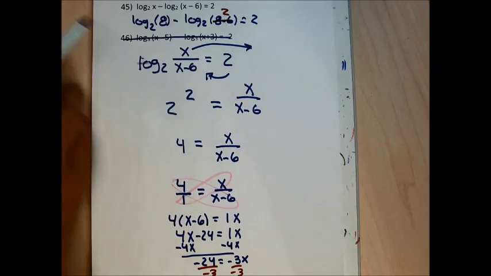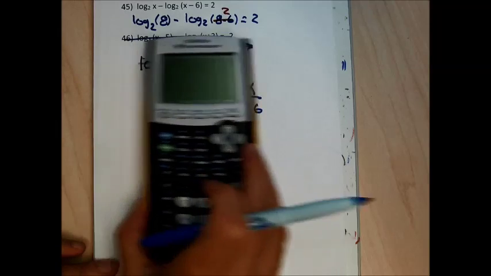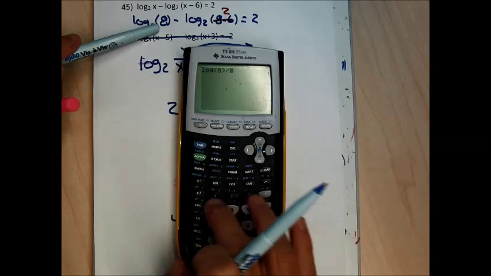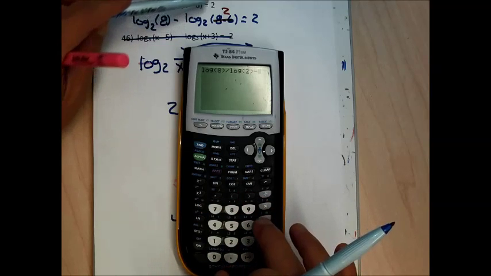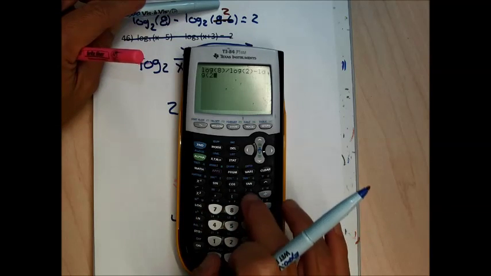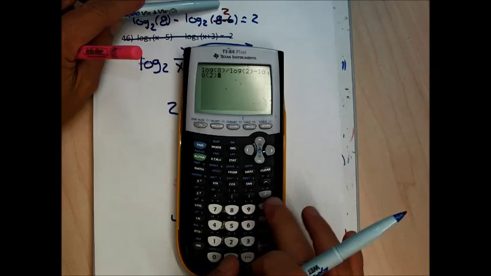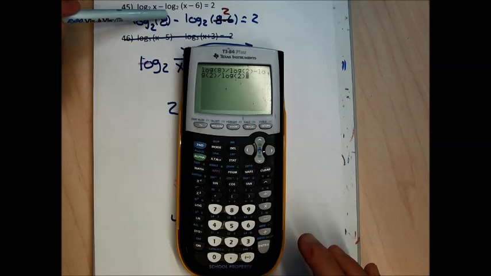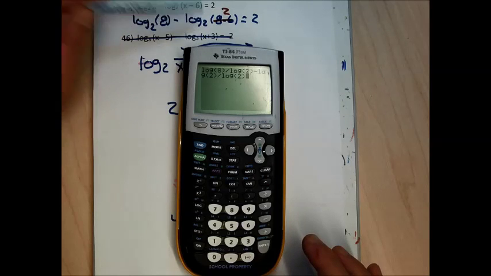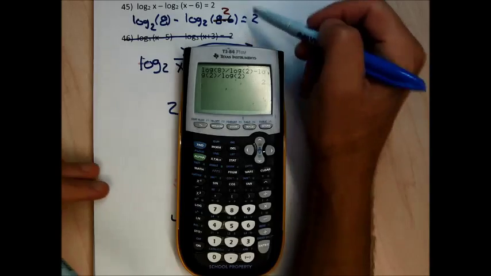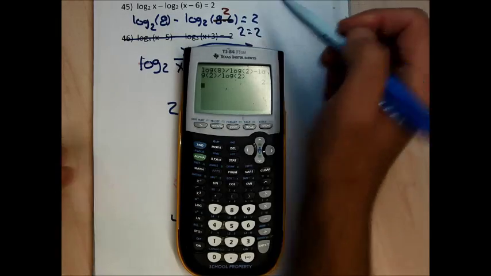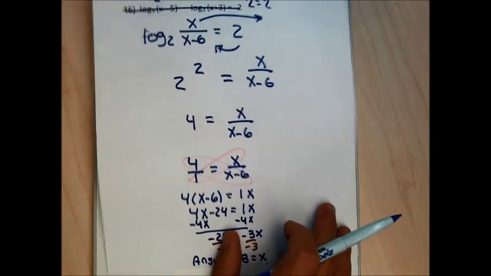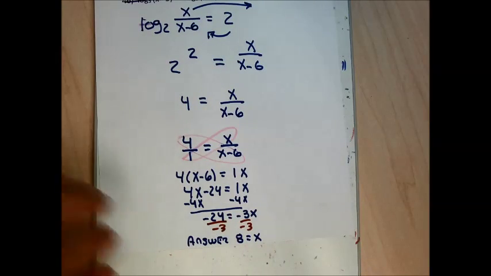So on my calculator now, check mode, I'm going to go log for the first one, log of 8 divided by the log of 2, minus the second one, log of 2 divided by log of 2. Better give me 2 because the right-hand side is 2. And it does, so I feel great about that answer. So I'll move on and do the next few problems.